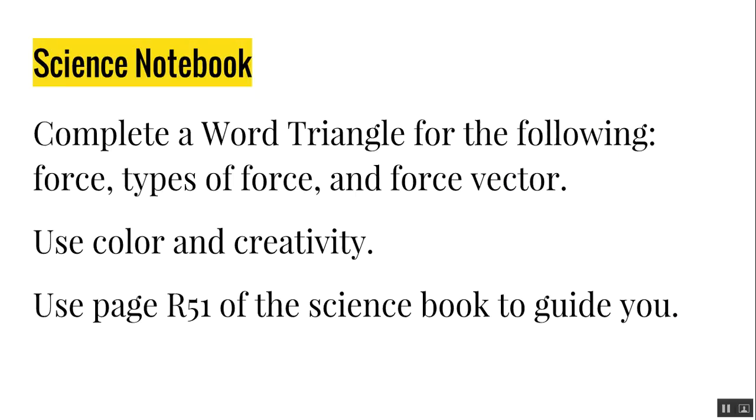The last thing I'd like you to do is, in your science notebook, complete a word triangle for the following. There are going to be three different word triangles: one for force, one for types of force, and one for force vector. The types of force word triangle is one where you're going to need to be curious. I've left that one to you to search with your group to look at the different types of forces and to include them in a word triangle. Also remember to use color and creativity in your triangle, preferably with some images as examples.